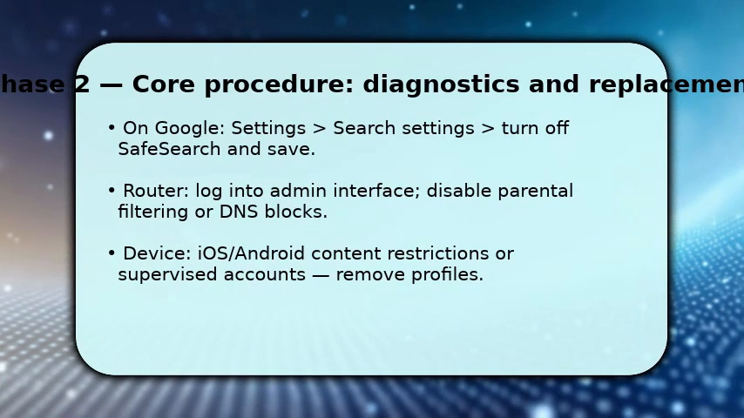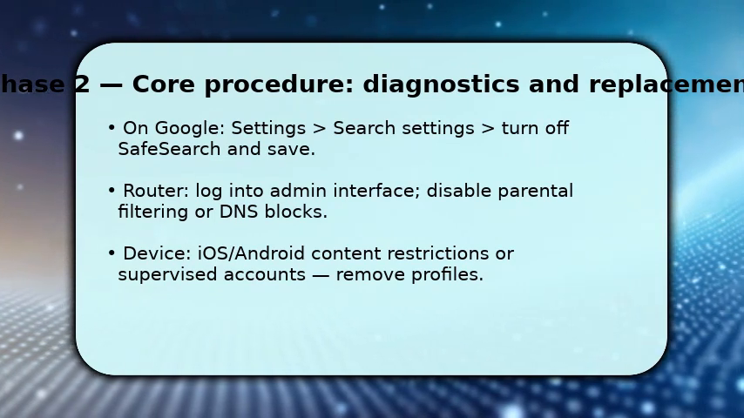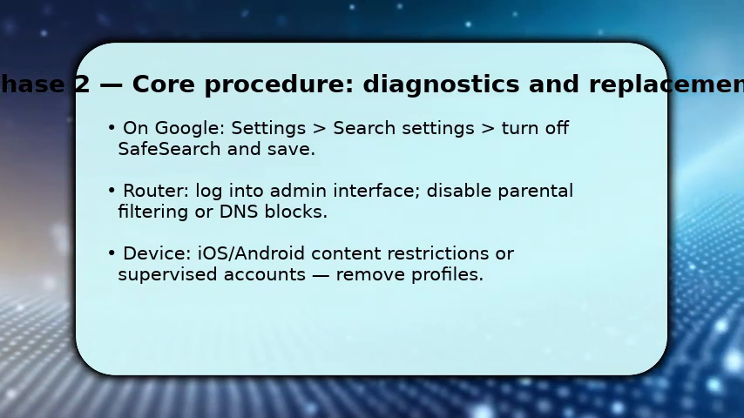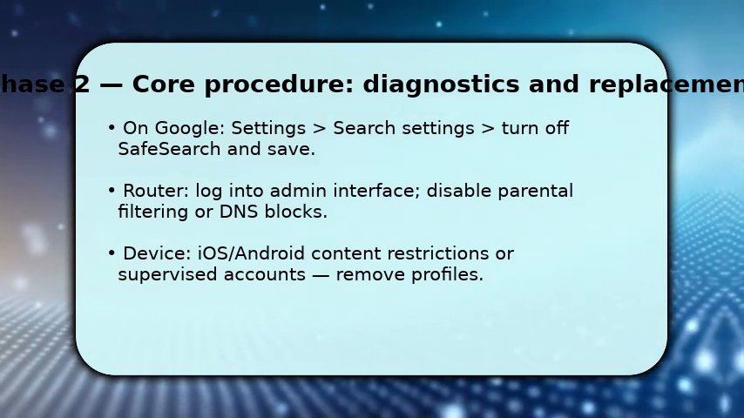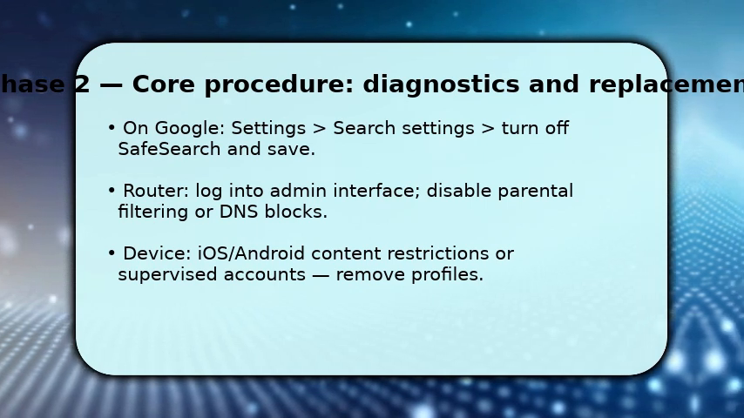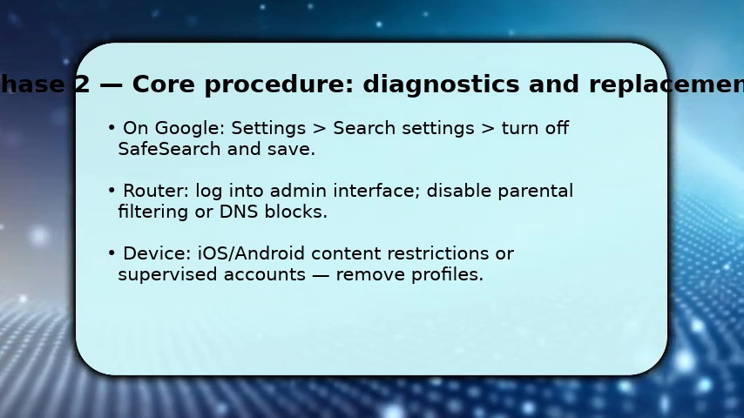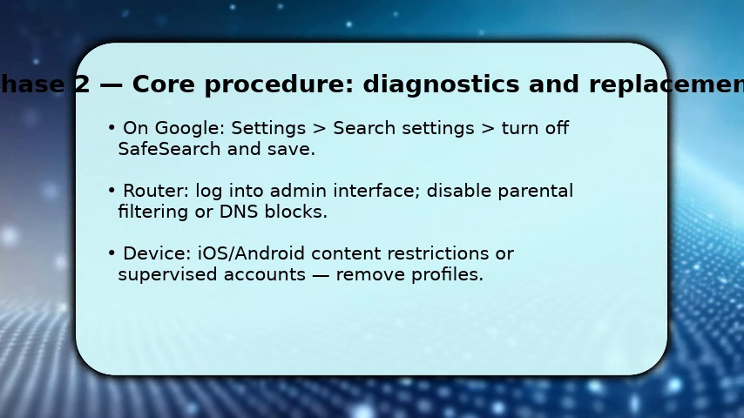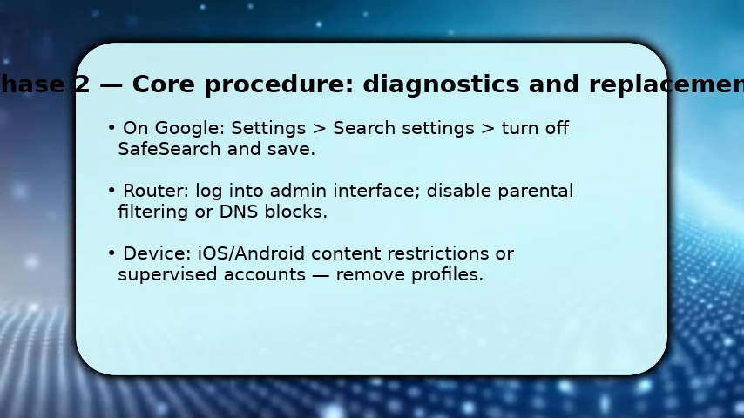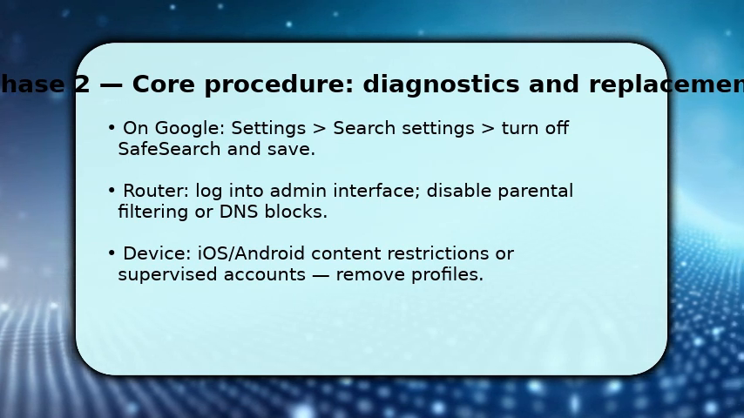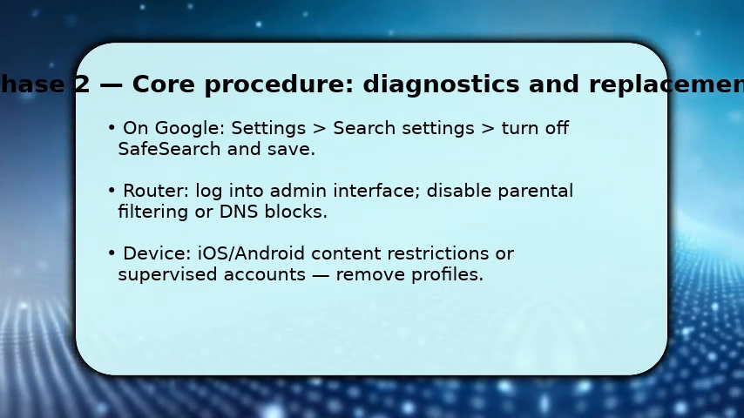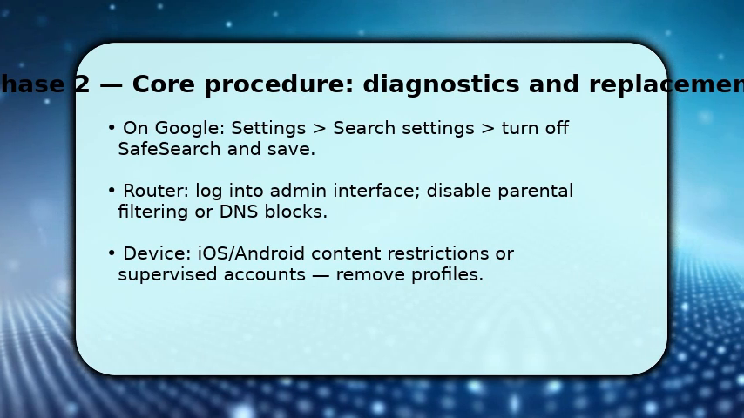Next, remove the controls enforcing the filter. On Google, turn off SafeSearch in search settings and sign out to test. On the router, log into the admin panel, look for DNS, open DNS, or parental filtering, disable those entries or restore default DNS. On the device, remove supervision profiles or adjust screen time and content restriction policies.